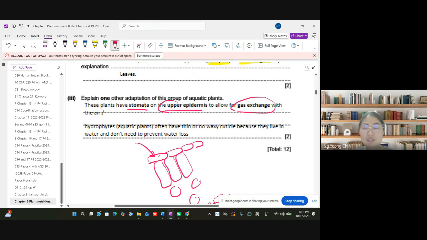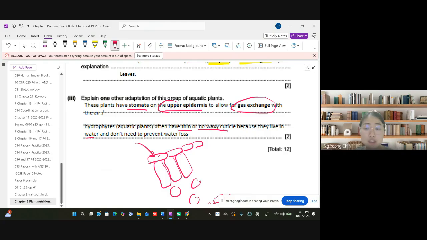Okay, so this is one of the features: stomata at the upper epidermis. Another one is that the hydrophyte has a thin or no waxy cuticle because they live in the water. Okay, thin or no waxy cuticle, not like in the terrestrial plant. In the terrestrial plant, we have a waxy cuticle, much thicker than in the aquatic plant.